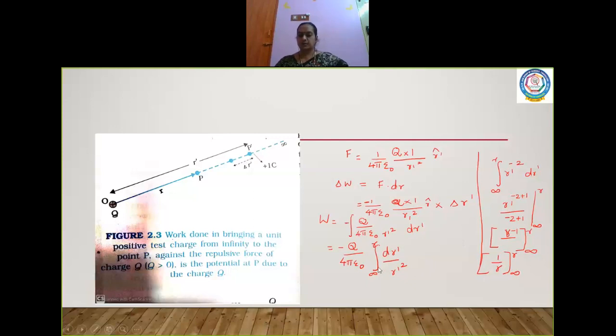So what will be the equation now? So W, or work done, is nothing but potential. Let me write the potential equation as Q by 4 pi epsilon naught 1 by r. So r comes in the denominator, which is the equation for potential due to a point charge. Now here the potential is considered to be positive, that is, work done is positive.